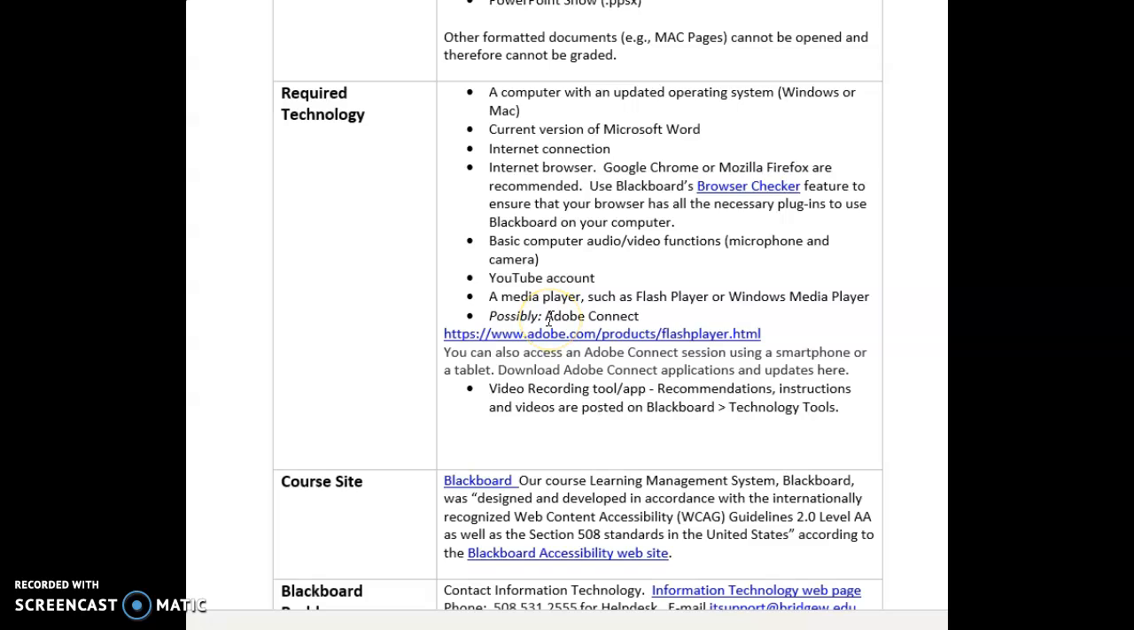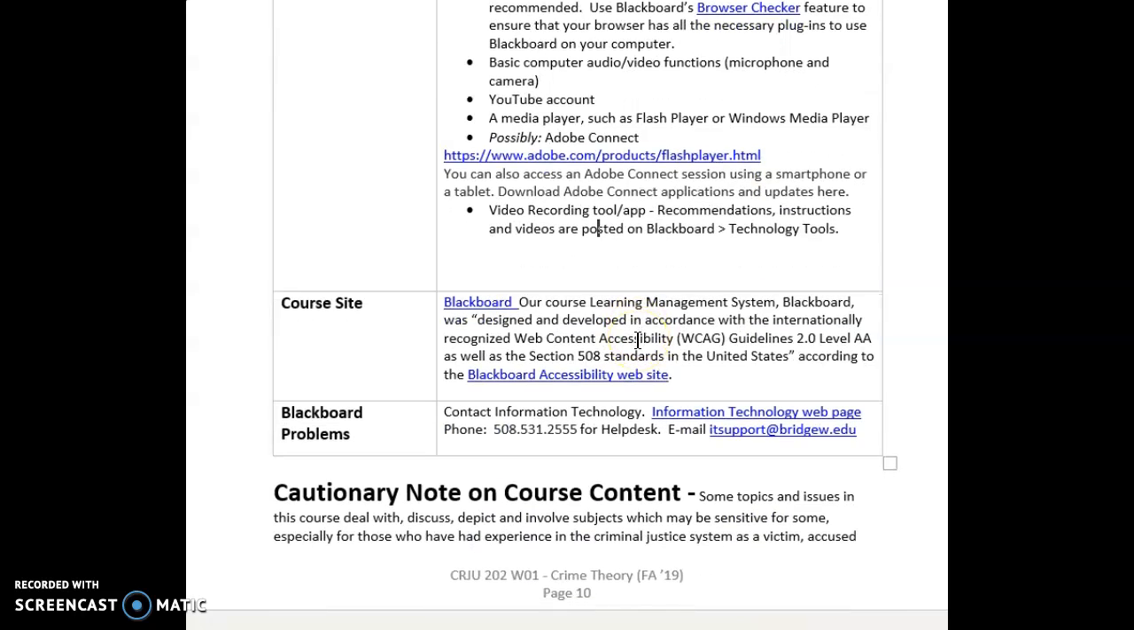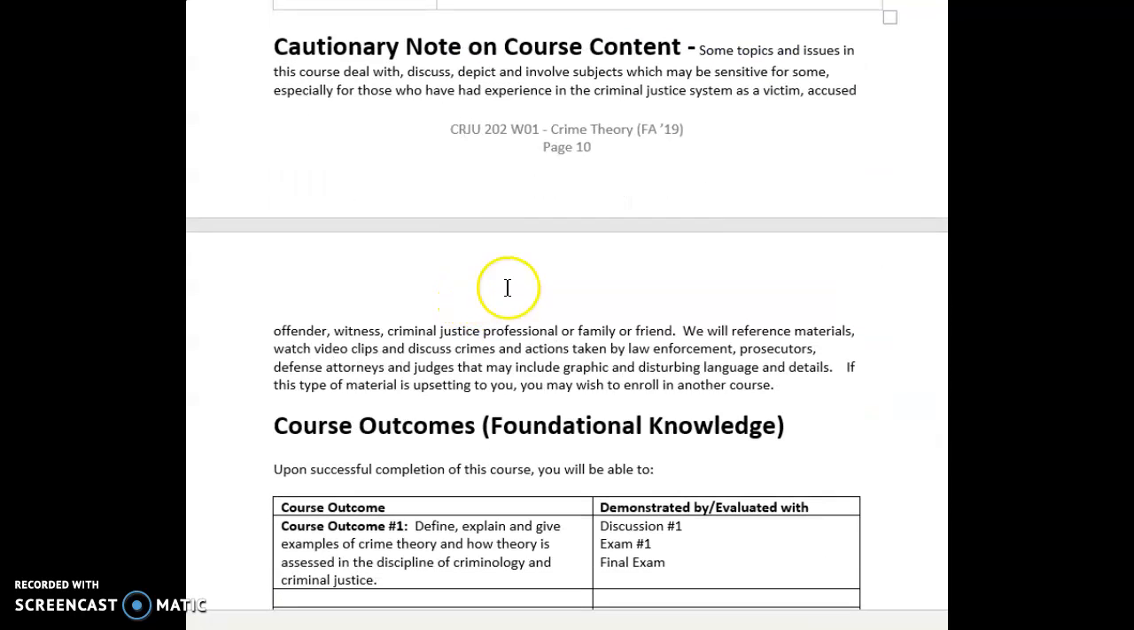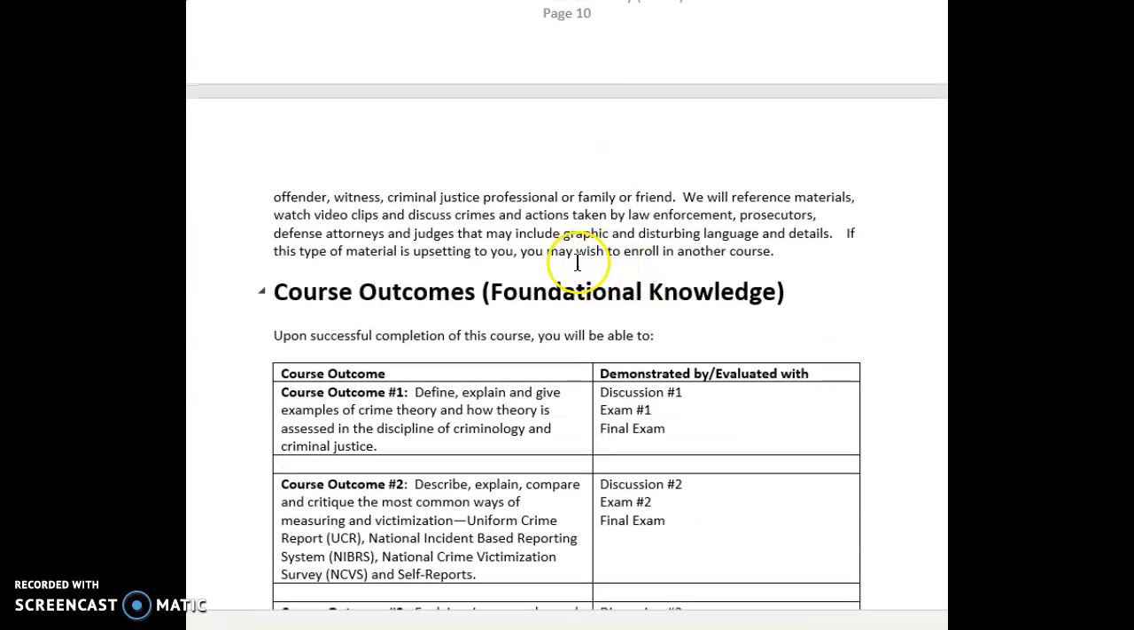It may be Adobe Connect. It may be actually through Blackboard, so you can hold off installing Adobe Connect at this point. For Blackboard problems, again, contact information technology or IT support. The cautionary note on course content I already spoke about. So that's the beginning piece. I'm going to stop here, and then I'm going to move into the next part of the syllabus.